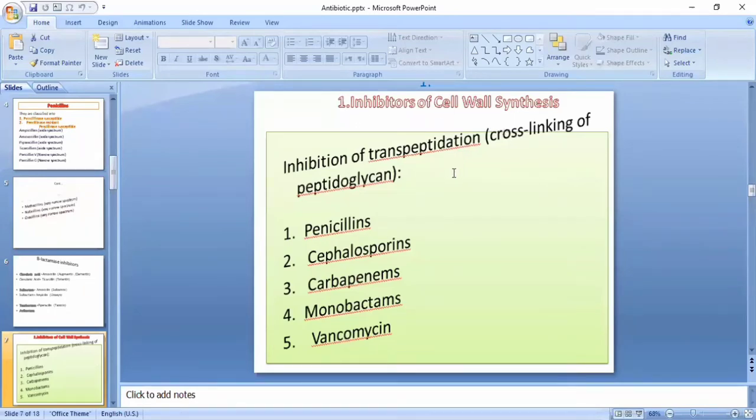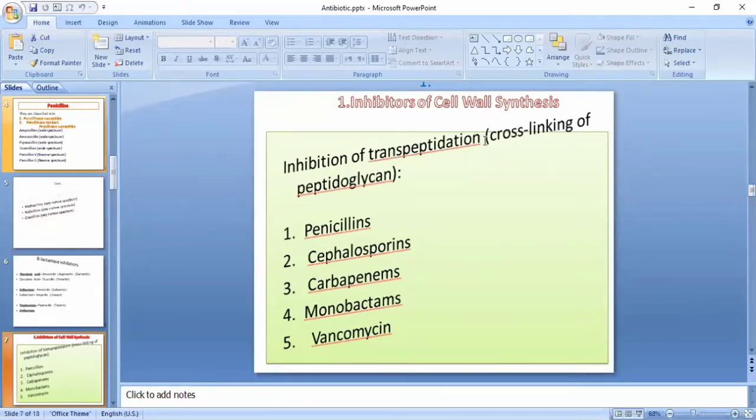This was the slide which I should have kept on before the penicillin, but anyway. So the inhibitors of cell wall synthesis were these, which I have told you: the penicillins, cephalosporins, carbapenems, monobactams, and vancomycin. And how is the cell wall synthesis inhibited? There occurs the inhibition of the transpeptidation.